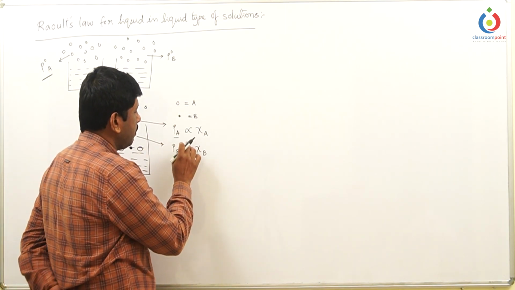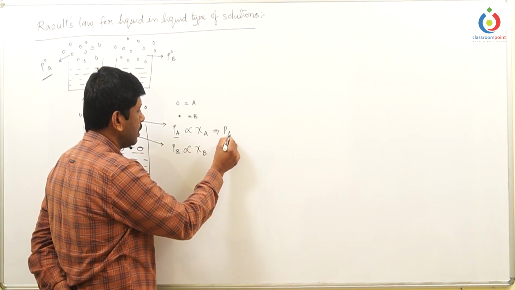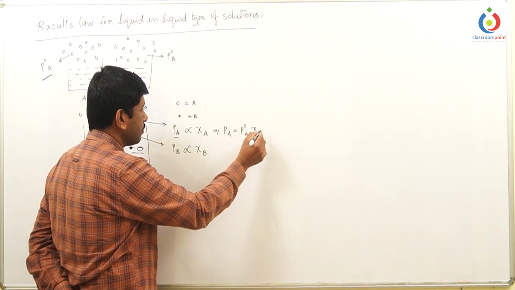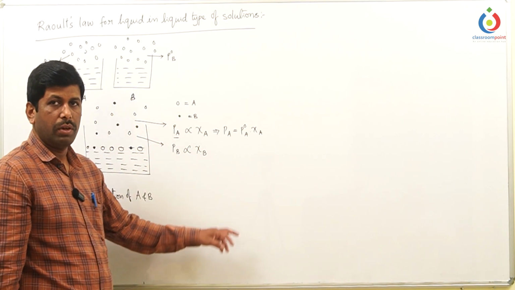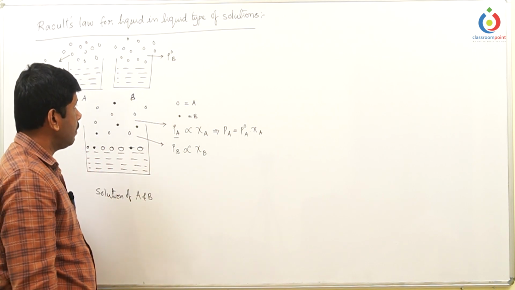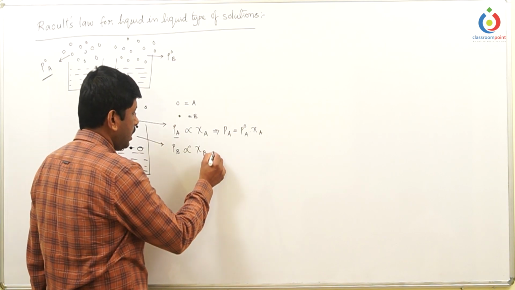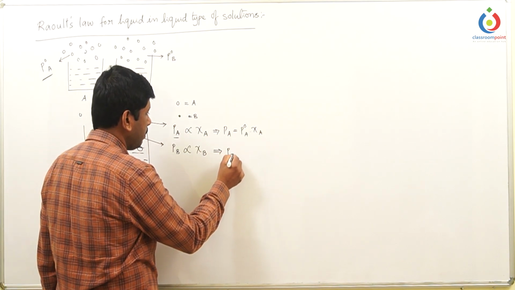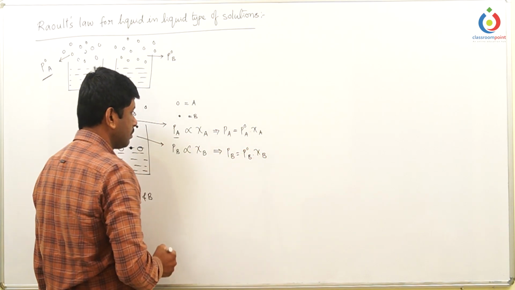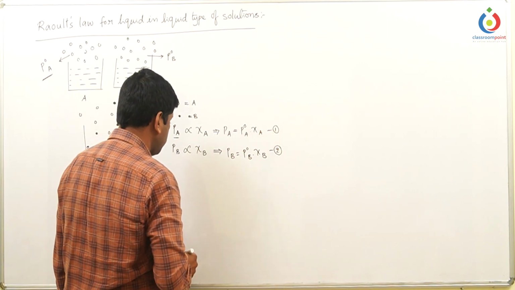Now, let us replace this proportionality symbol using a constant. That is, the partial pressure of A is equal to P naught A into XA. Why have we taken P naught A here? P naught A is nothing but the pure vapor pressure of A, which remains constant at a particular temperature. Similarly for B, the partial pressure of B is equal to P naught B into the mole fraction of B. Let us consider this equation 1 and this equation 2.